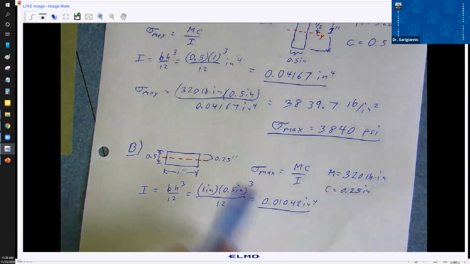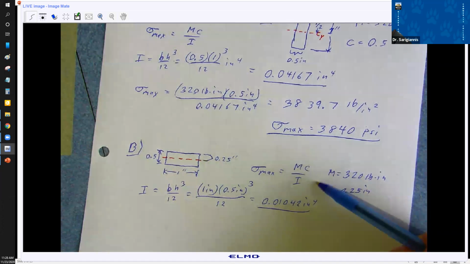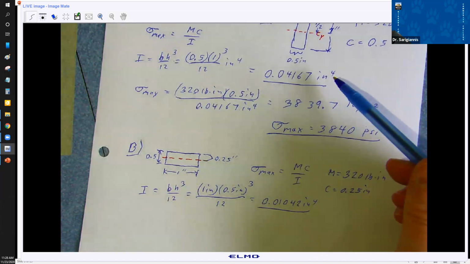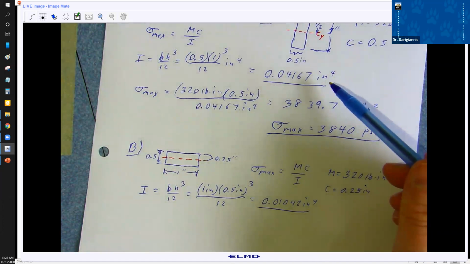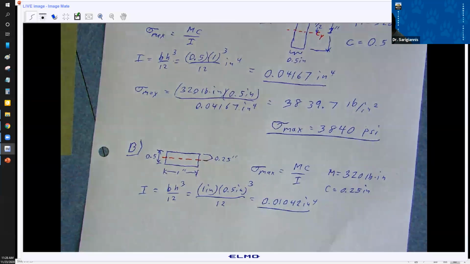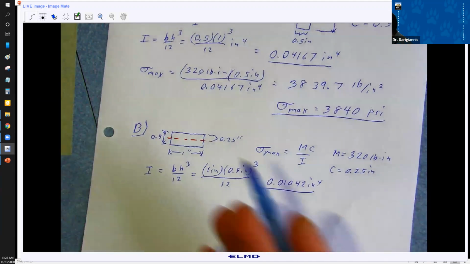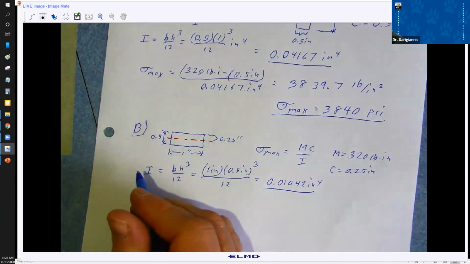This is about a quarter of the moment of inertia with the beam oriented vertically, right? So the moment of inertia, remember, is representative of resistance to bending, or stiffness. So you can see this is less resistant to bending than in the other orientation. And common sense also tells you that about this beam.